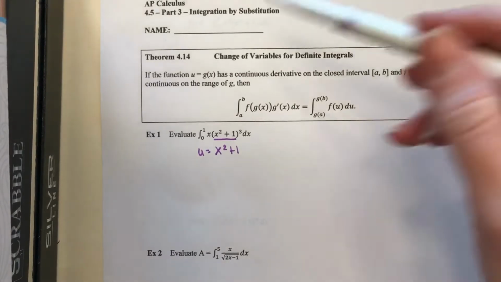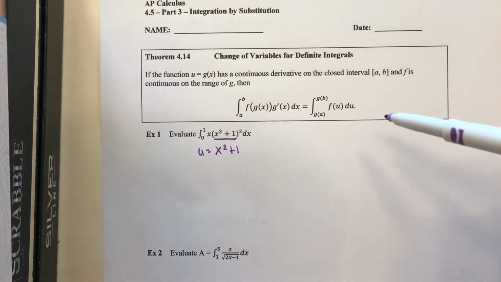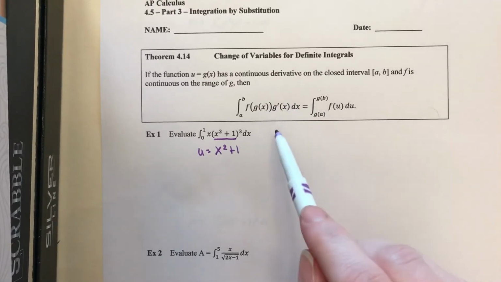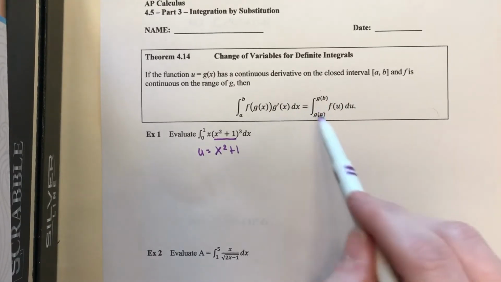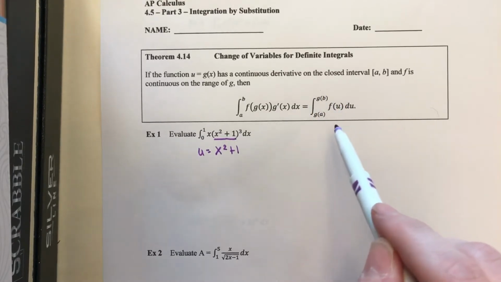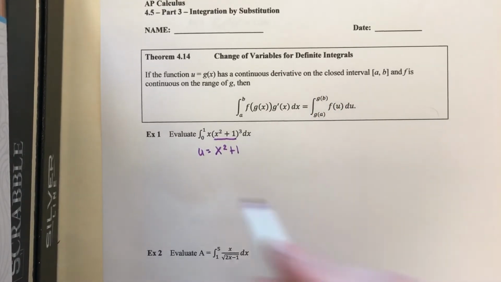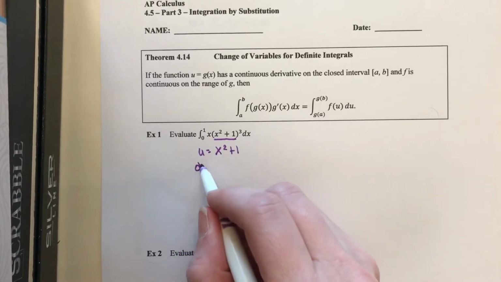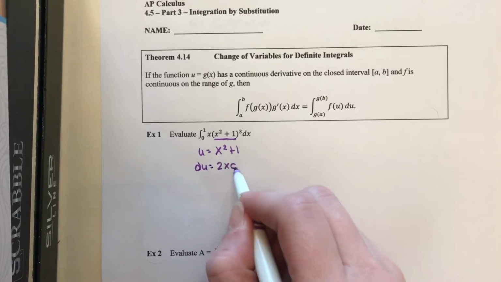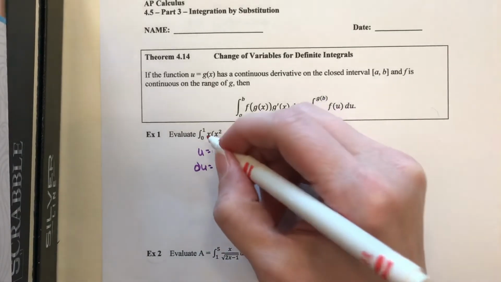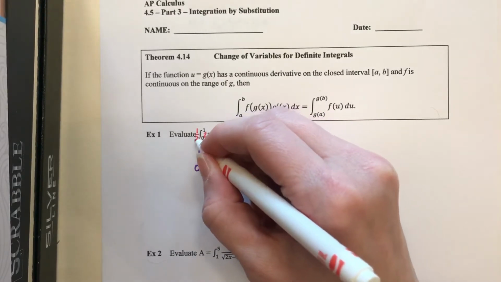Now up here in the box is just our theorem. I forgot to say that when we started out. So again, you're finding your inside part, you're transferring it into u, and then all this means is that you're then going to evaluate. So back to number 1. du is 2x dx. So for this one, I need to add in a 2 and take out a 1/2.